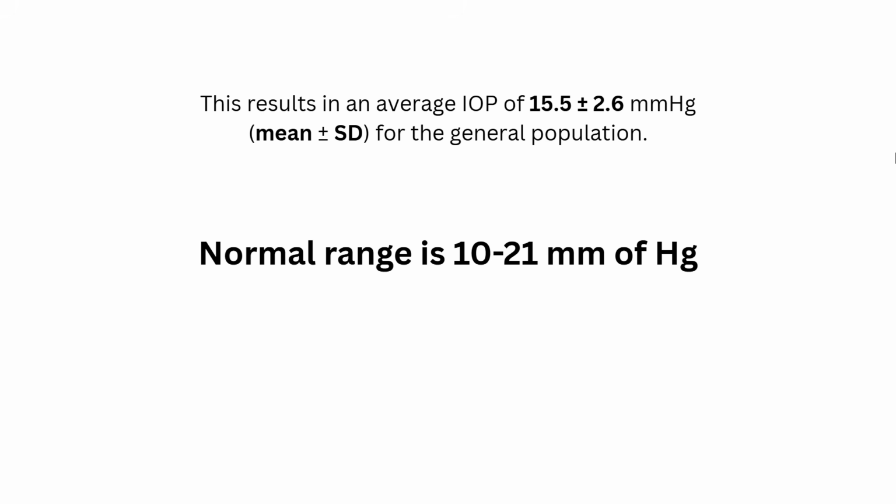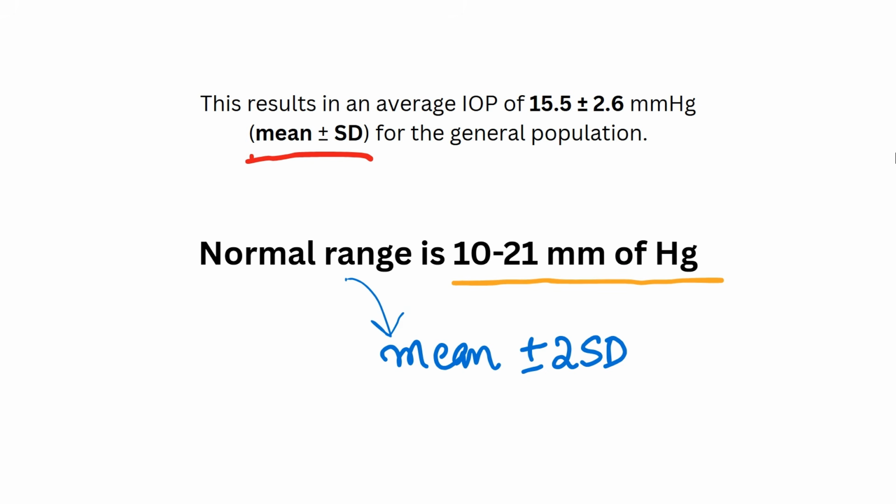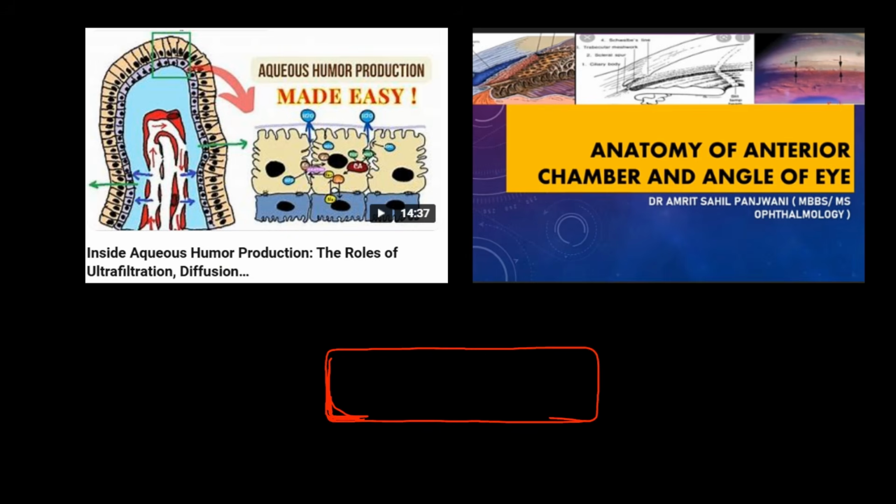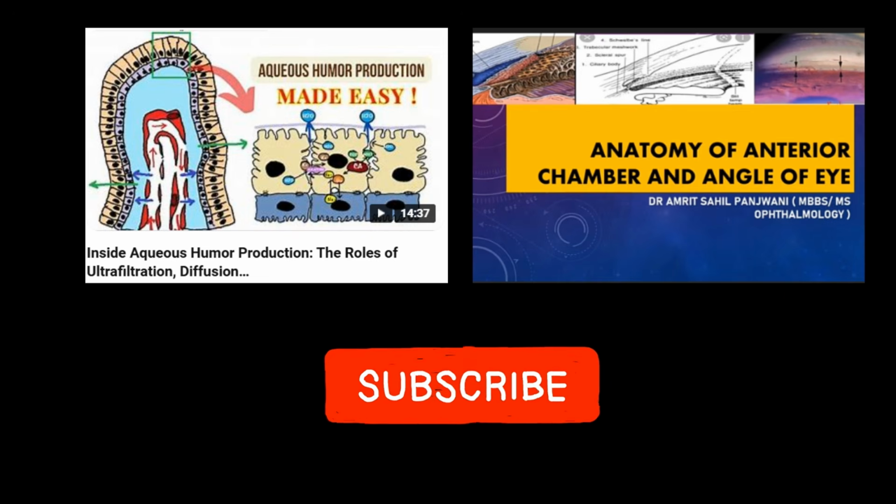Alright, so we cannot end this video without discussing the normal range of intraocular pressure. The normal range of intraocular pressure is 10 to 21 millimeters of mercury, right? And if someone asks you about the average intraocular pressure, don't get confused. The average means the mean plus and minus standard deviation. For a general population, that would be 15.5 plus or minus 2.6. And the normal range is basically plus or minus 2 standard deviations. So if you calculate accordingly, you will get the normal range of 10 to 21 mm of mercury.